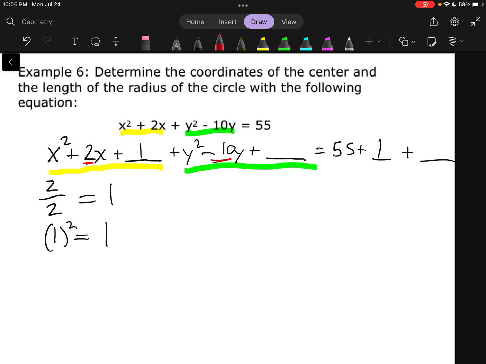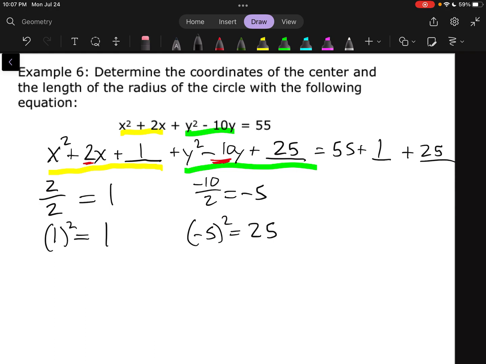Same deal over here. Let's take the coefficient of the y term, divide it by 2 to get -5, square it to get 25, and that goes into that blank.